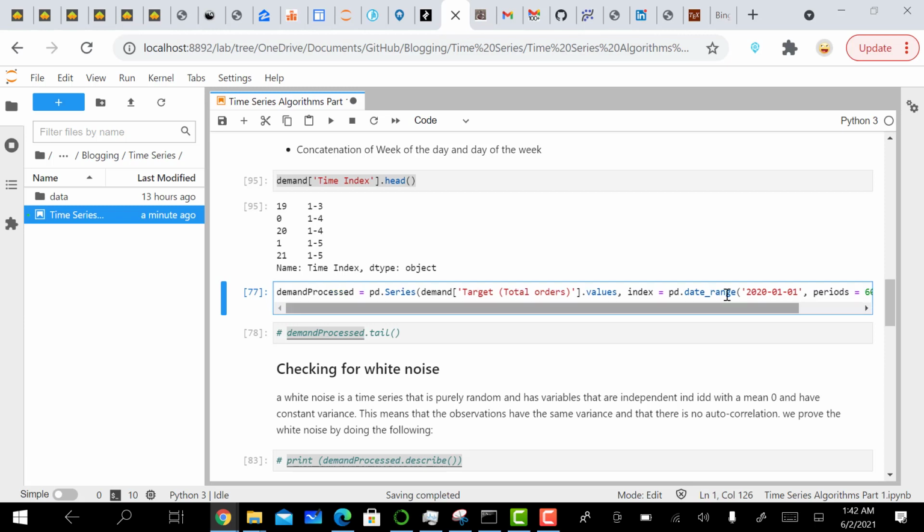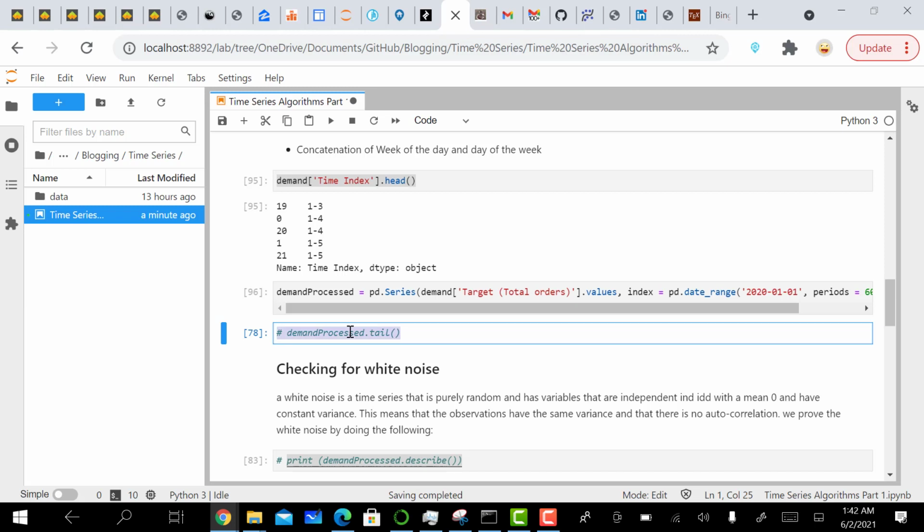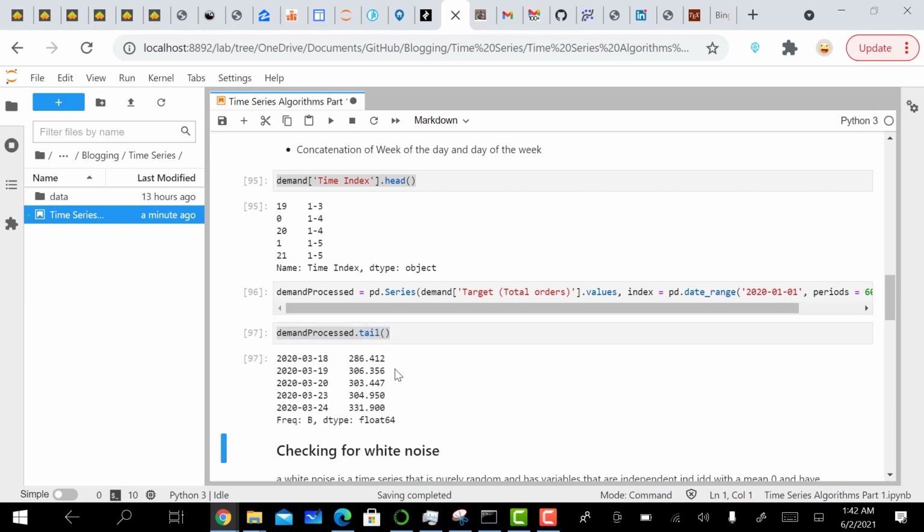When I run this and look at the tail of my data, you can see the days here, but these are weekdays, these are business days. So Saturday and Sunday will not count. This is the bottom of the data. It started in January and stopped in March, on March 24th. Let me take a look at the head. Yes, it started January 1st, 2020, and stopped on March 24th.